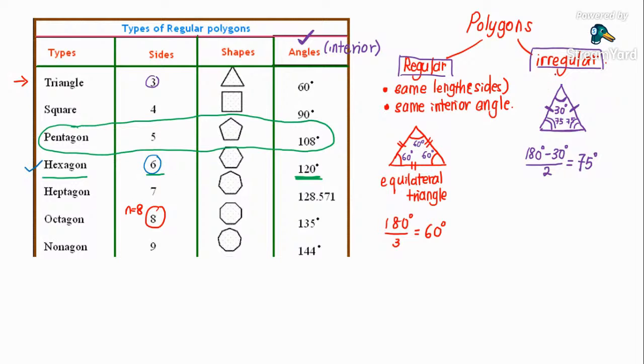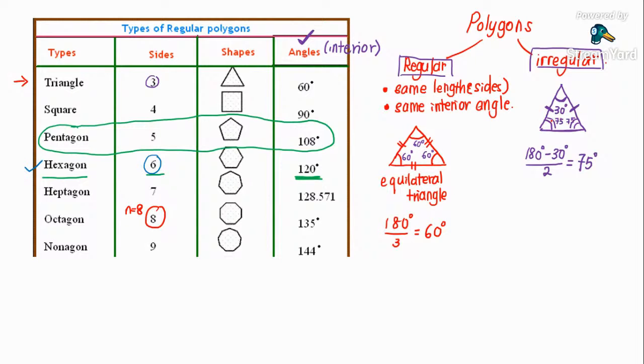But for irregular polygons, for example, I have an isosceles triangle here. As you can see, the three angles do not have the same value of angle. So this we call irregular.